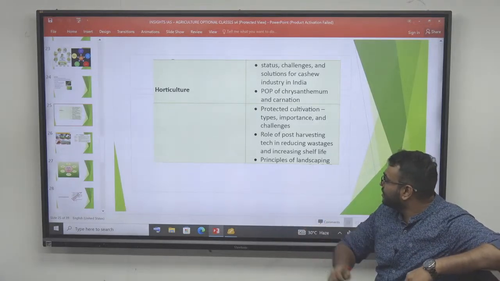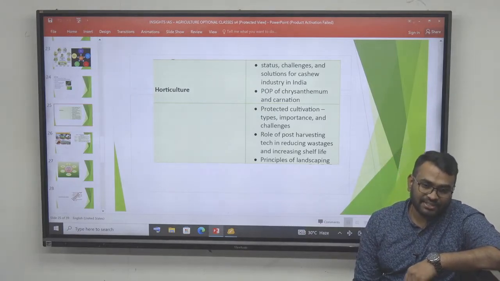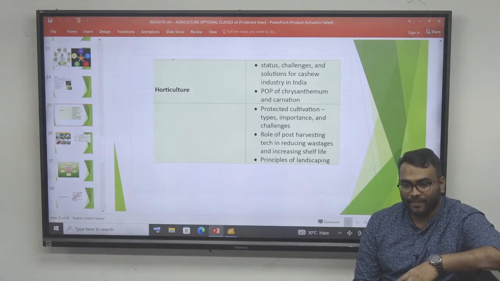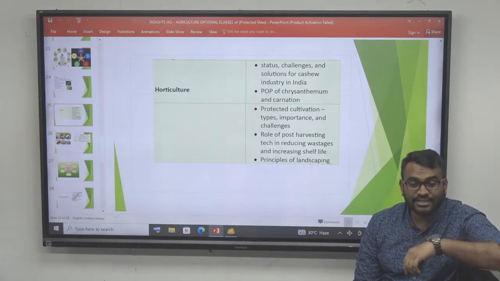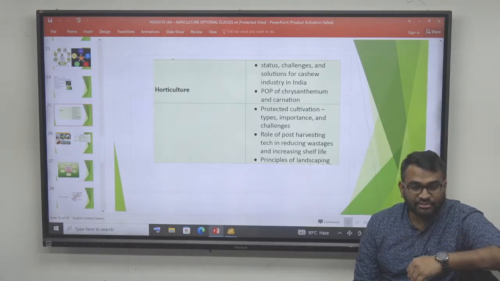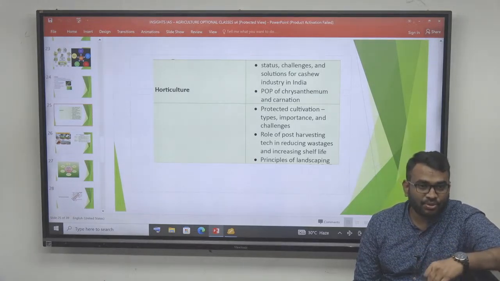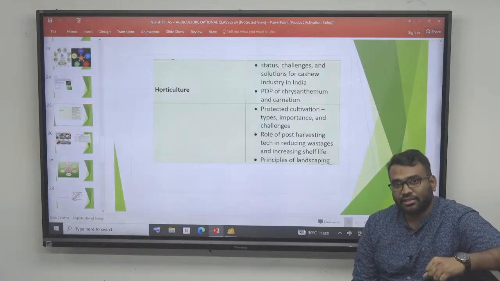So protected cultivation, we just now discussed. Then post-harvest technology. So here, for example, making of jams, jellies, marmalades, that is one way. The second way is holistically asking what is the economic loss which is occurring because of post-harvest losses, and what are the ways in which we can reduce these post-harvest losses. So these are the major theme areas for post-harvest technology.